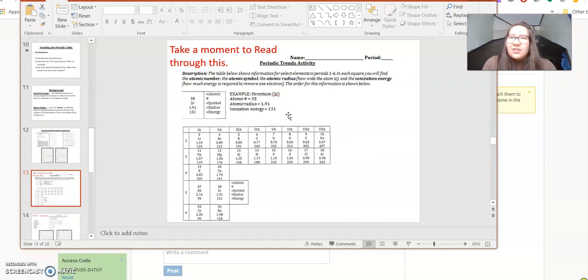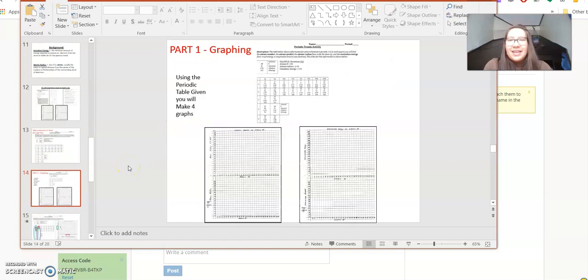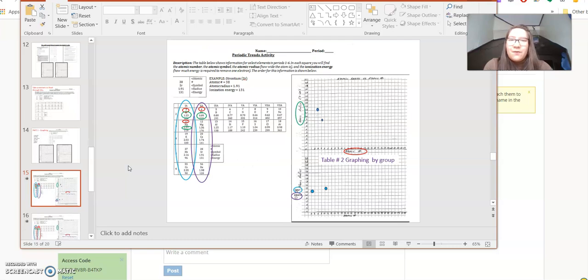activity. So, what you're going to be doing is you're going to be making a series of graphs, and this table has a couple of different things. It has the atomic number, the atomic symbol, the atomic radius, and the ionization energy. These will be relevant as you are graphing in the next page. So, you're going to be making 4 graphs.